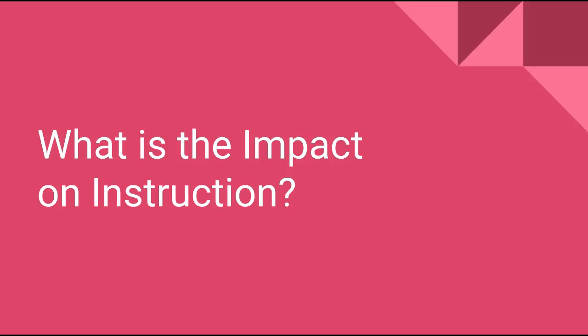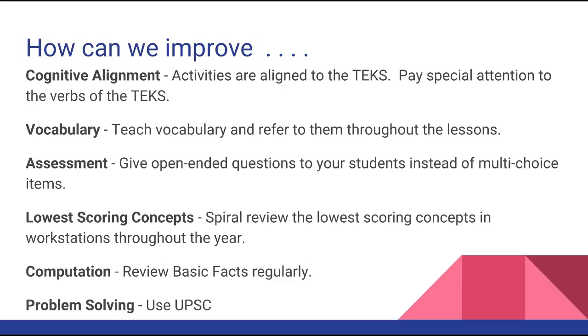One thing to consider as well is using UPS Check as much as possible. So how can we improve? Look at the cognitive alignment. Activities are aligned, make sure they're aligned to the text. Make sure you pay special attention to the verbs of the text. If it says representation, it might just be a representation with an equation.